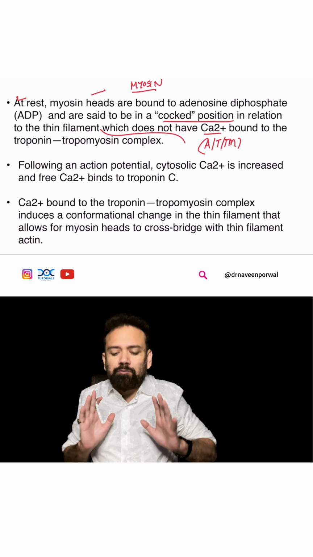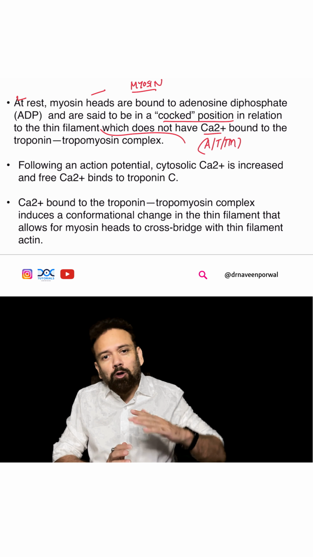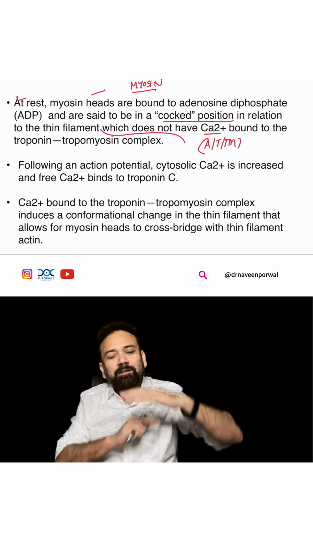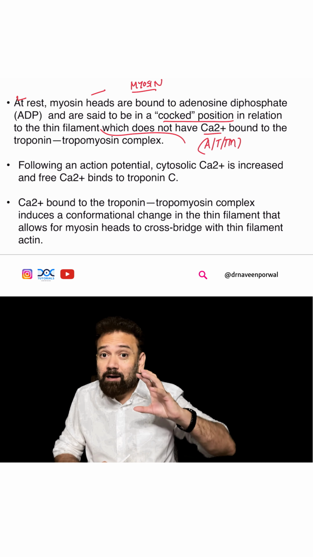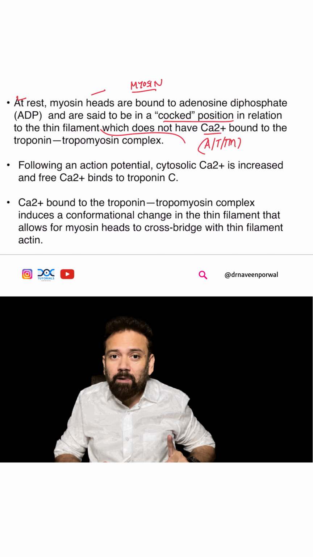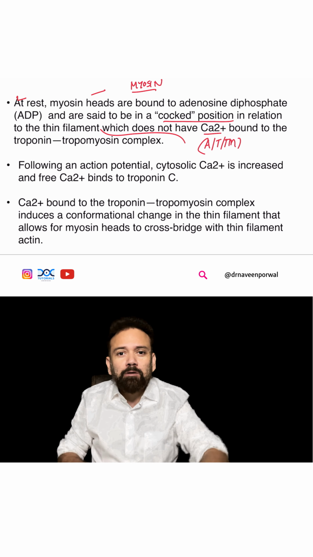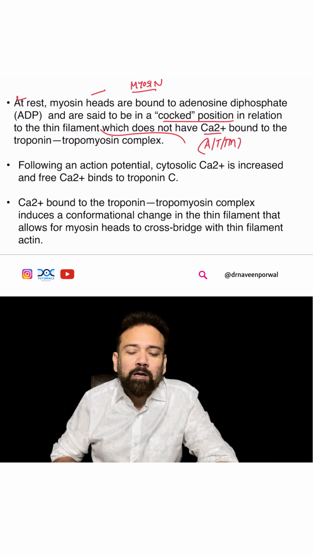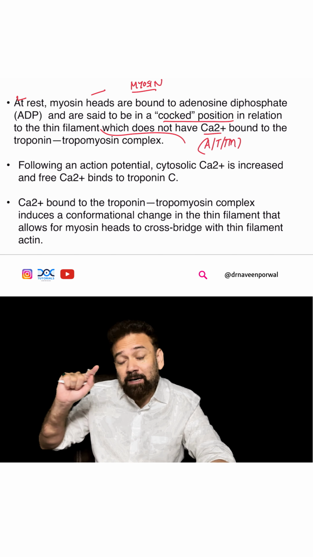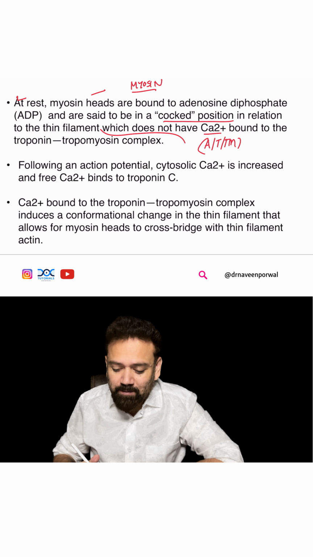And they are in the cocked position. What does it mean? Although actin and myosin are together, who is preventing it? Tropomyosin. Tropomyosin covers what? The myosin binding sites on the actin filament. So at a resting condition, they look together like a happy couple, happily together ever after, but they are not, because tropomyosin is preventing the union of actin and myosin. So there cannot be contraction.